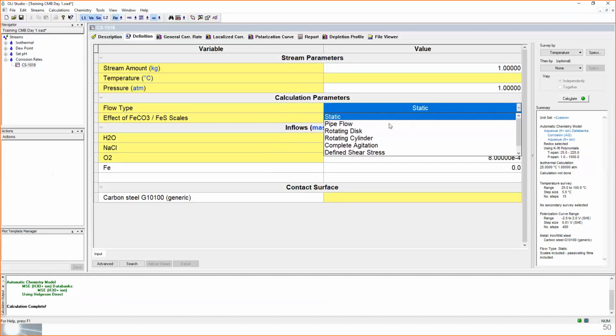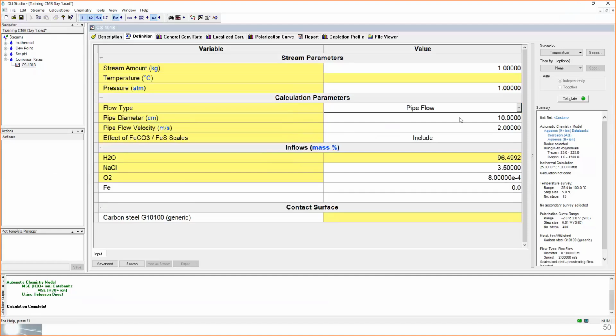Okay, so the first one is the static, which is representing a stagnant fluid. The solution is not flowing in this calculation, and only diffusion is affecting the mass transfer. Then you have the pipe flow. Pipe flow is basically fluid flowing through a pipe. And if you happen to select the pipe flow, then you'll see that you would need to define the pipe diameter and the pipe flow velocity. They must be defined.